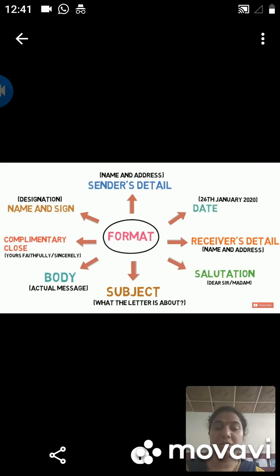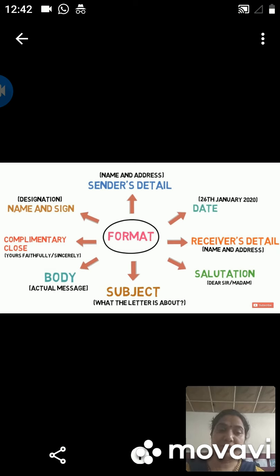Now let's move to the details of formal letter writing. Before writing a formal letter, we must have these things with us. First is the sender's detail. For example, if the question says XYZ is writing a letter, you must have that detail. Next comes the date. Then third is the receiver's detail. If you are writing to the bank manager, you must know the authority to whom you are writing, the name of the bank and the place.